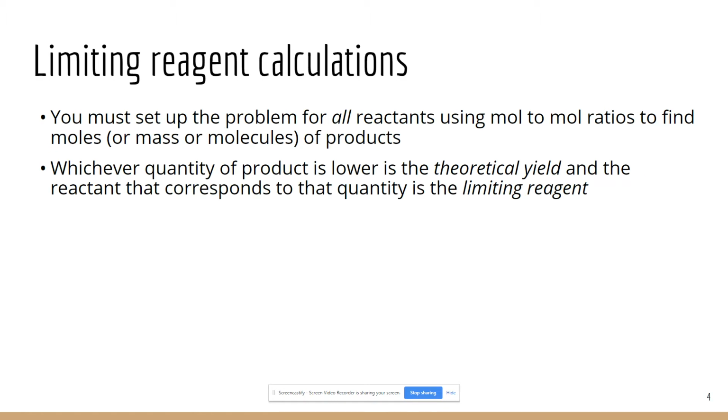Pause here. So when you have a limiting reagent calculation, what that really will look like is that you're starting with two numbers instead of one number. You must set up a problem for all of the reactants, and then you have to compare the products, the number that you get after doing the calculation. Whichever number is lower is going to be your theoretical yield, and the reactant that led you to that number will be the limiting reagent. Let's look at an example with this.